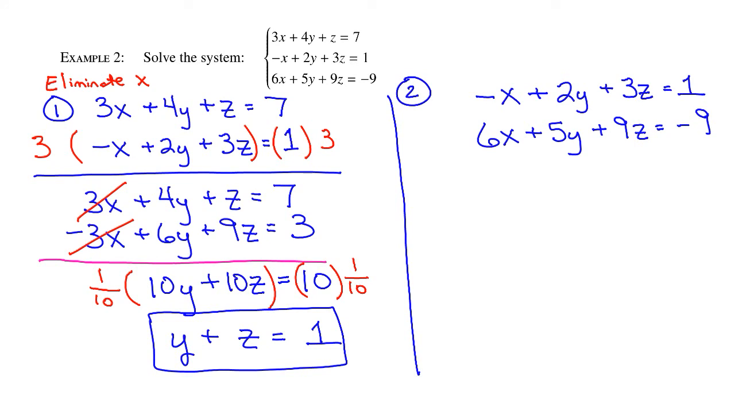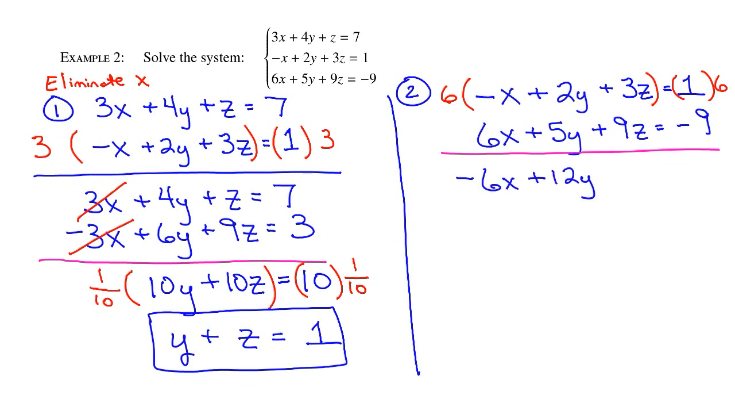So if I'm going to eliminate x, I need to get this top equation to be negative 6x to eliminate with the bottom one. So I'm going to multiply both sides by a 6. This gives me negative 6x plus 12y plus 18z is equal to 6. And the bottom equation stays the same. 6x plus 5y plus 9z equals negative 9.